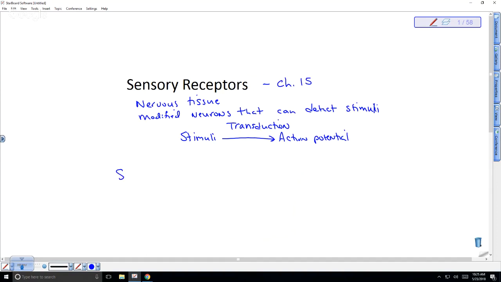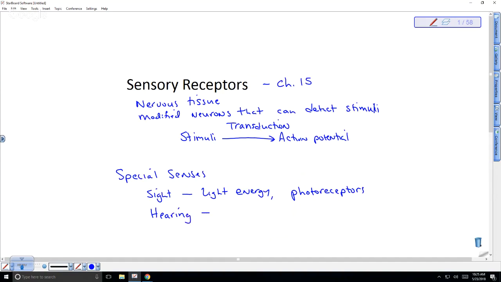So we're going to talk about the special senses. And these include sight. So this would be light energy. And the type of receptors that are involved in this are called photoreceptors. So they have the ability to absorb light and transduce it into an action potential. We also have hearing, right? What type of energy do you think hearing is? Sound waves, which is mechanical energy, right? So sound waves are actually traveling through and moving molecules in the air. And so these are called mechanoreceptors.